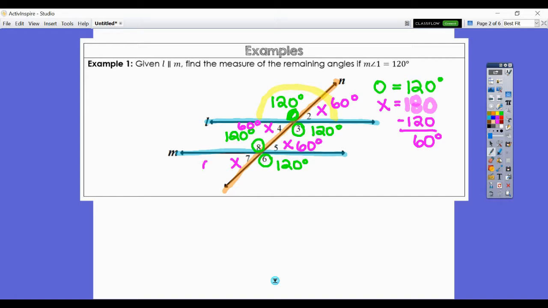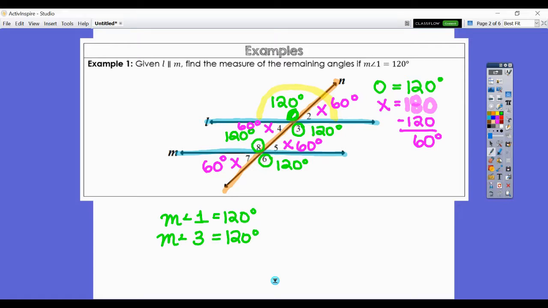That's going to be my answers here. So if you want to go ahead and kind of write them out, we'll do that real quick. The measure of angle 1 is going to be 120. The vertical angle of 3 is going to be 120 as well.